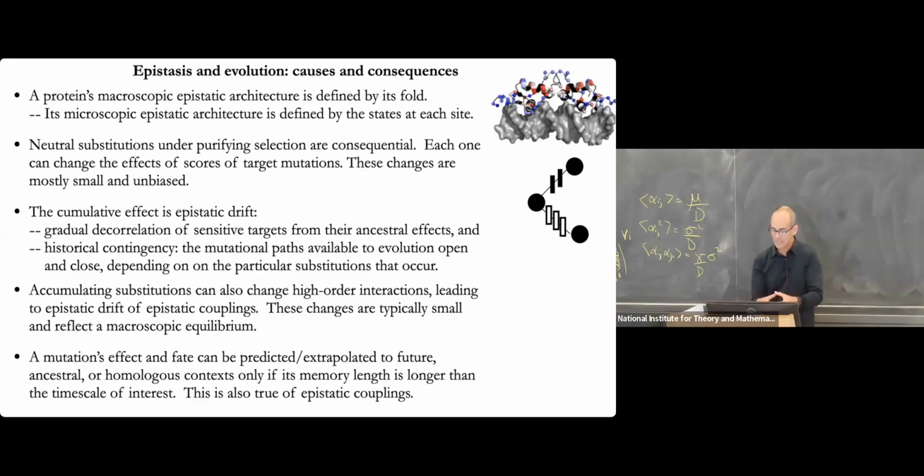So the take-home message here is that the effect of a mutation on a protein and its fate in the future or the past can be predicted or extrapolated into the future or into the past or into a homologue, but only if the memory length, the epistatic sensitivity, is longer or weaker than the time scale of the comparison. And this is also true of epistasis. So if you quantify epistasis in one background, some of those couplings will be maintained over time, but others will be sensitive. And the more time that passes, the more those couplings will change. I'll stop there.